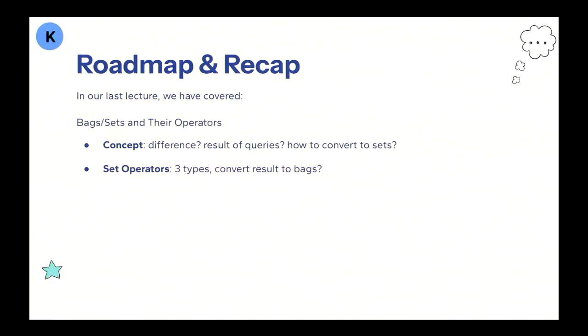And we have also learned that there are three different types of set operators. What are the three different set operators? Let me give you the first one. The first one is union. What is the second one? The second one is intersection. And the third one is except.